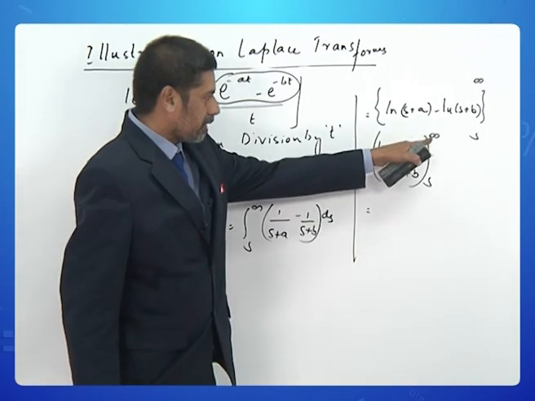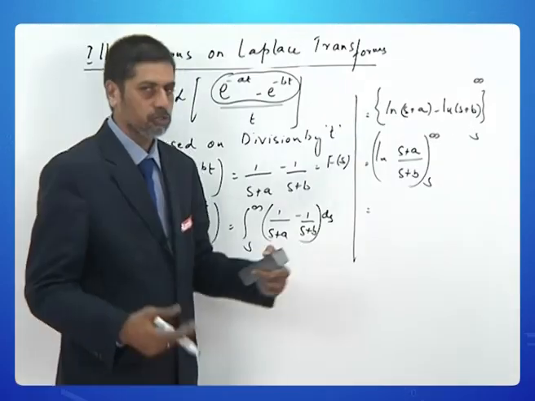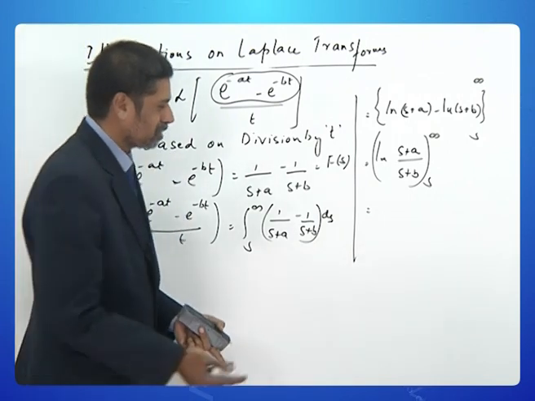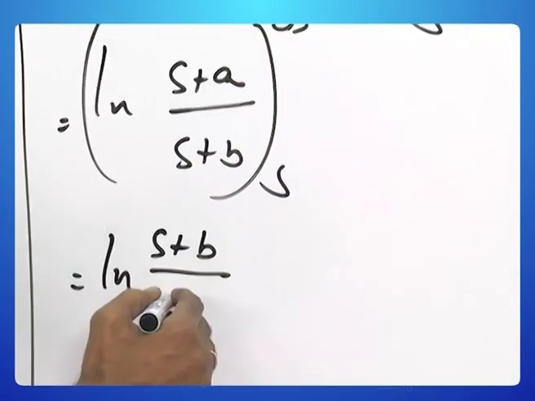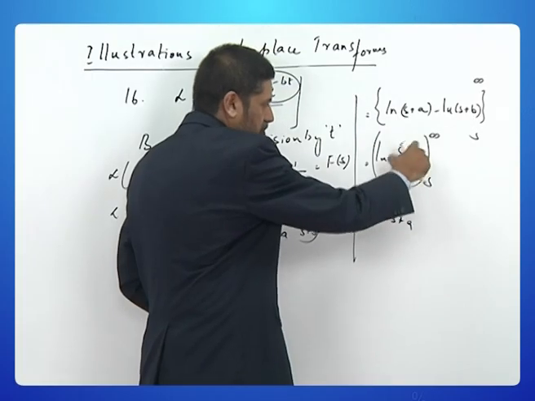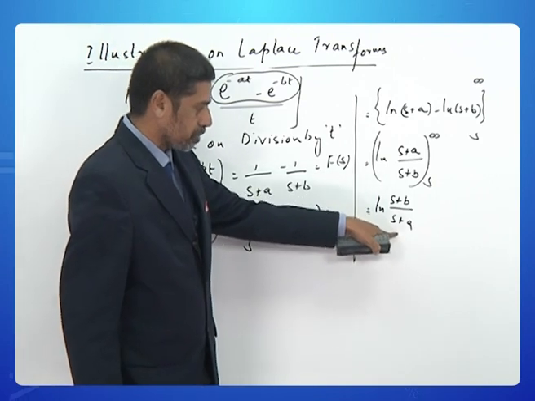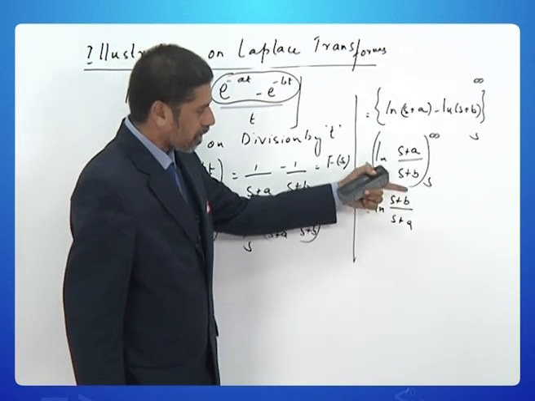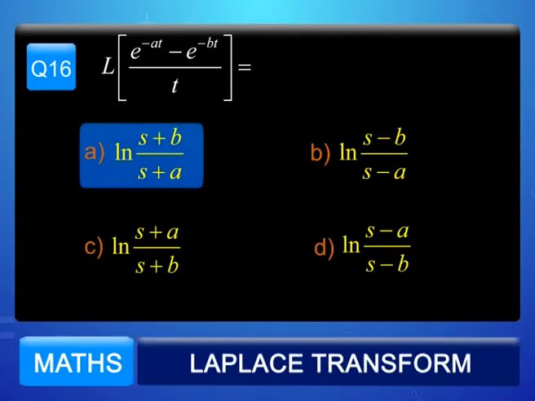Of course, you cannot directly apply the limit infinity because you get infinity by infinity situation. L'Hospital's rule is there, but you can easily see that you have to just invert this fraction in this context, and the answer will be log of s plus b by s plus a. This almost happens in all the division by t problems, and the correct option for this problem is A.